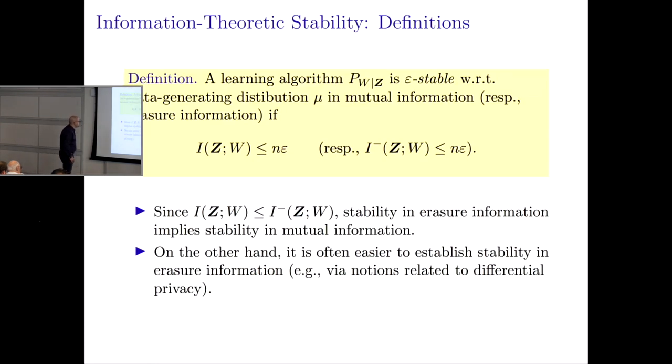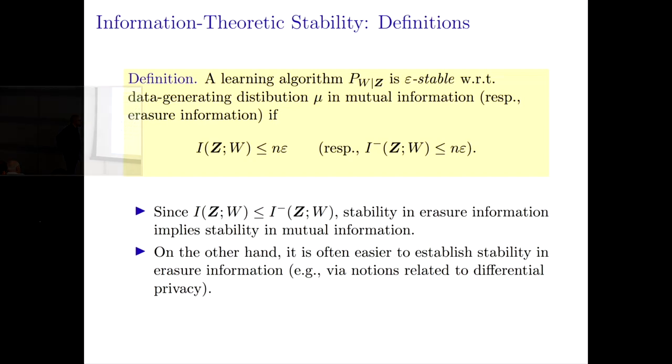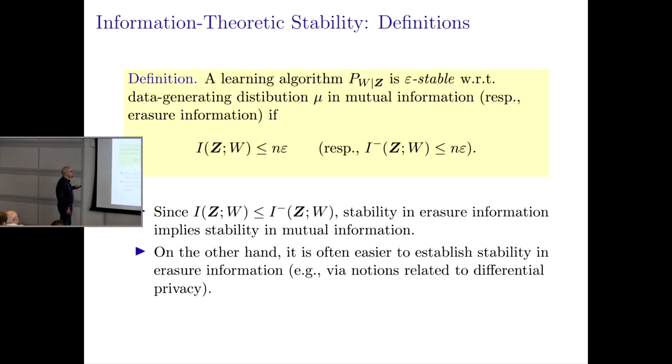But you could still say, all right, let's go with these things. We'd say the learning algorithm P of W given Z is epsilon-stable with respect to a data generating distribution mu, because we want to somehow capture the impact of the distribution. Even though at learning time it's not known, we want to say something about the performance, so let's suppose that we know it. If either the mutual information or the erasure information between the algorithm output and the data is bounded by n epsilon, here epsilon is the measure of stability. This is the choice of scale: we upper bound it by n, the number of samples, times some epsilon.